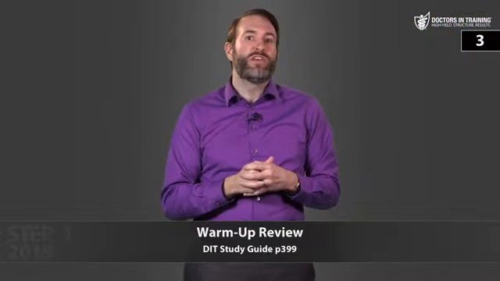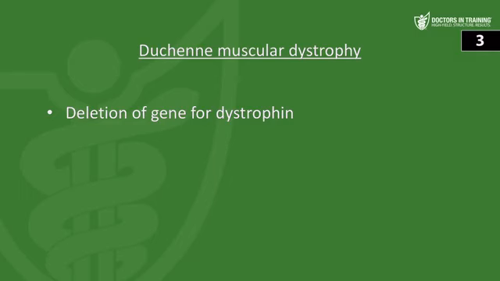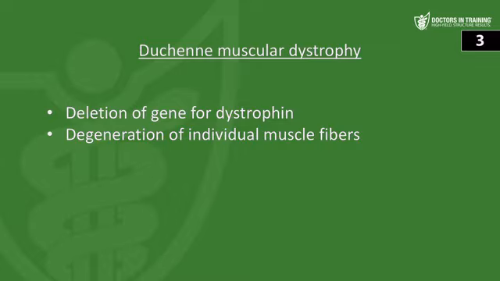Next, what is the cause of Duchenne muscular dystrophy? So it's the deletion mutation within the gene for dystrophin, which is the protein that anchors muscle fibers. So without normal functional dystrophin, you get degeneration of the individual muscle fibers. All right, that brings us to the end of the warm-up. Let's get to that lecture now.